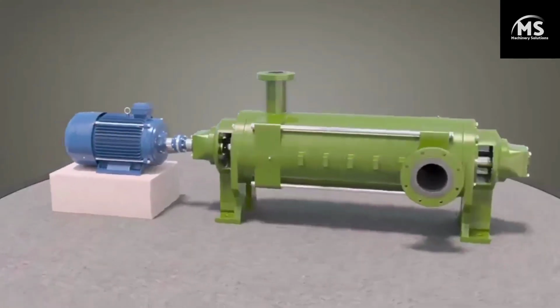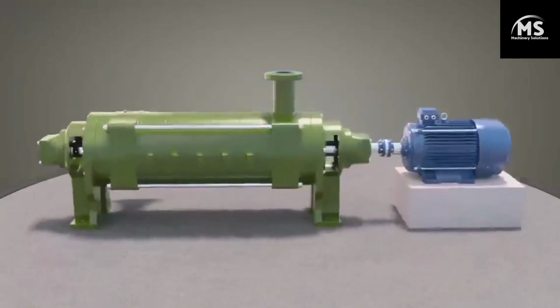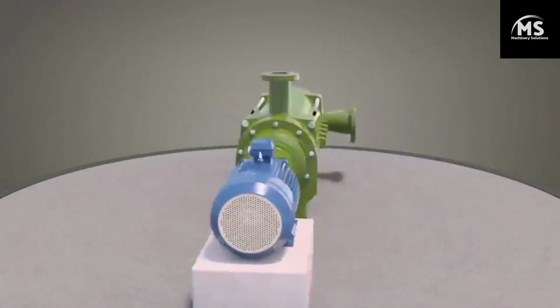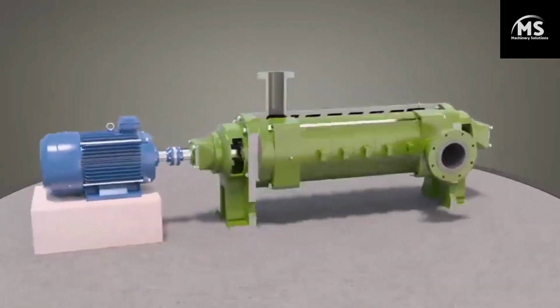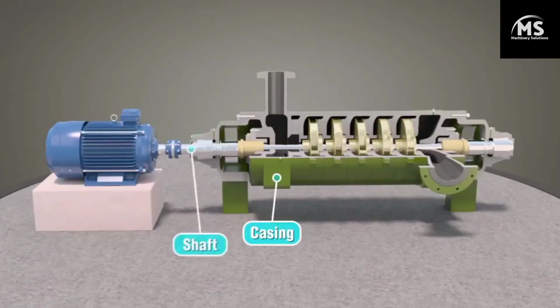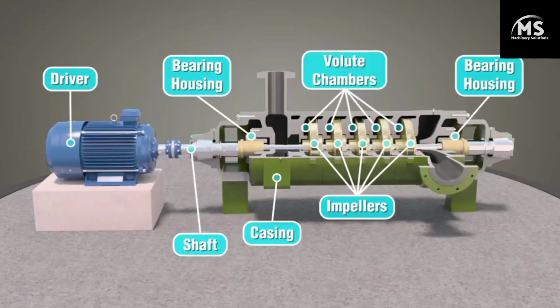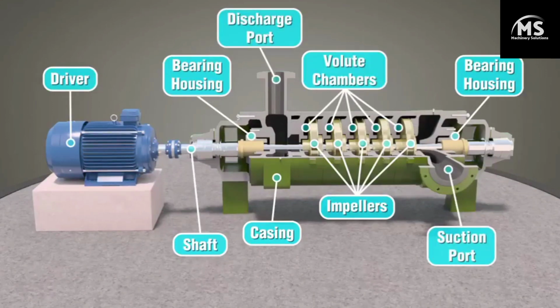A multistage centrifugal pump transports fluid at a much higher discharge pressure by using two or more impellers. The main components of a multistage centrifugal pump consist of the following: the casing, shaft, impellers, bearing housing, driver, volute chambers, suction port, and discharge port.